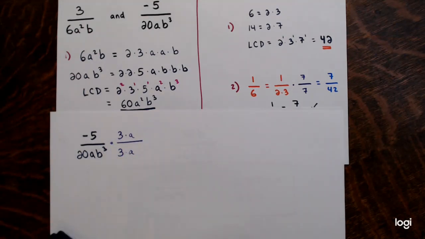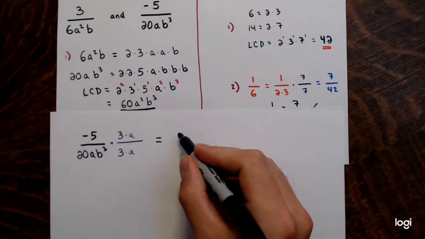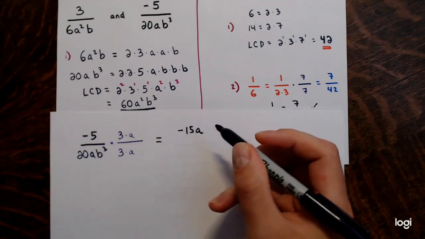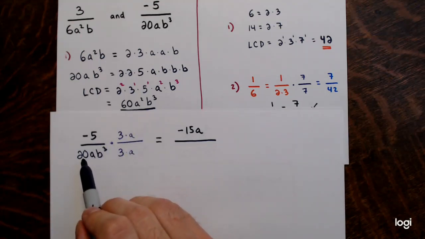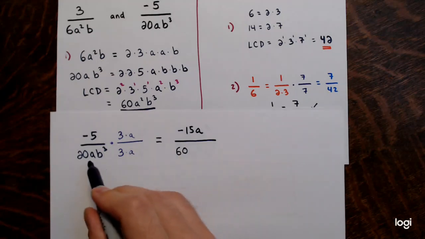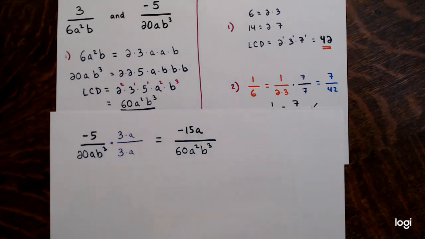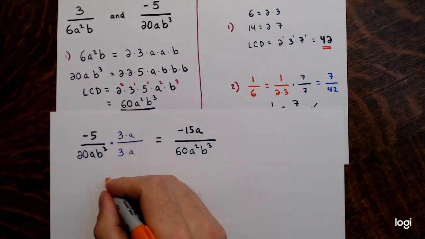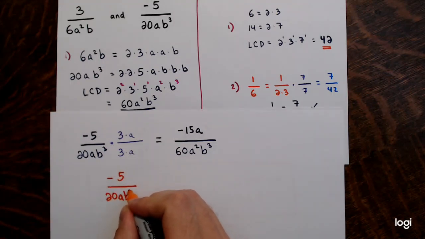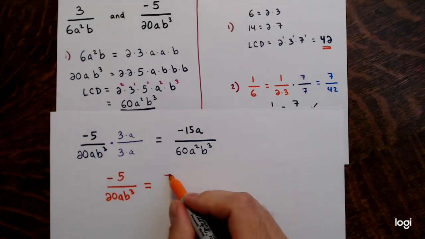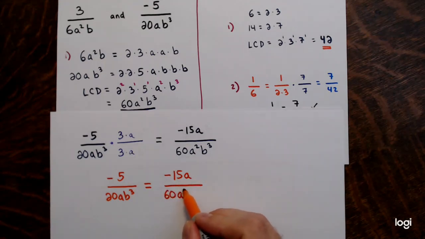All right, so after the multiplication, the numerator, -5 times 3 times a, would be -15a over, and then the denominator, again we're trying to make it look like the LCD: 20 times 3 is 60. Then the a times a would be the a squared, and then the b cubed times b cubed. There's your LCD. So indeed we have this equivalence: -5 over 20ab cubed is equal to -15a over 60a squared b cubed.